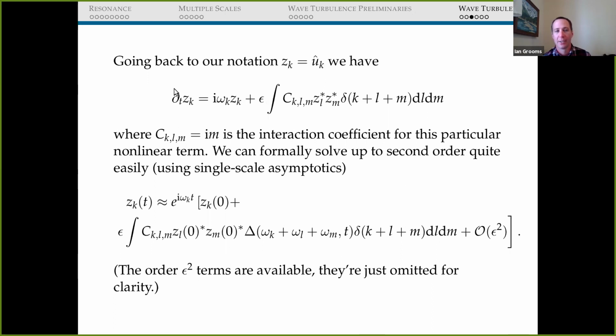So here I've got the time evolution of the Fourier coefficient for mode K. It's got a pure oscillation, and then it's got the nonlinear interaction. It only interacts with modes L and M that satisfy K plus L plus M is 0. I've got my interaction coefficient, just like for the triad model. For this particular PDE, the interaction coefficient is Im. And then the actual form of the interaction is Z star, Z star, just like my nonlinear triad model.